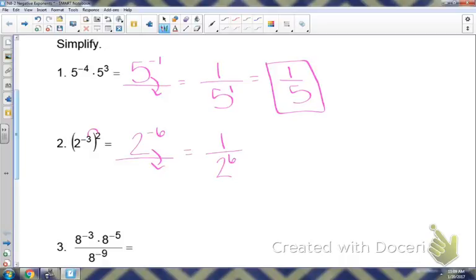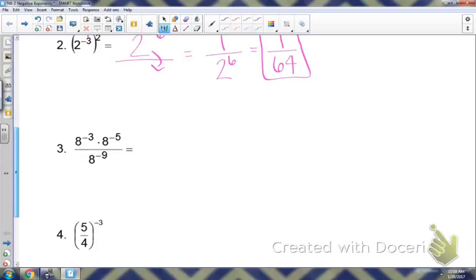Remember we talked about yesterday, if your base is a number, your exponent is a number, you need to evaluate it. So we need to go one more step. 2 to the 6th power will equal 64. So the answer would be 1 over 64.